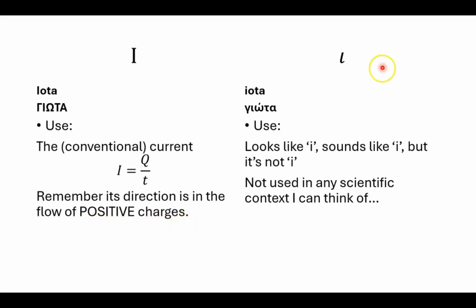And the lowercase iota looks like i, sounds like i, but it's not i, because it's missing a dot at the top. And it's not used in any scientific context I can think of. It's rarely used. But you can just use it for fun if you have something like i.